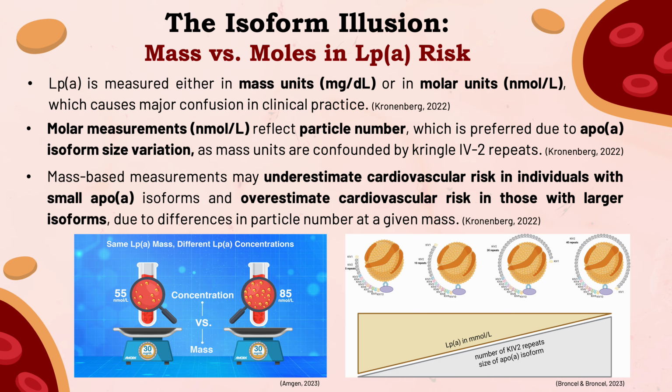For example, two patients may each have 30 milligrams per deciliter, but one may carry far more lipoprotein(a) particles, and thus more risk based on isoform size. As Kringle 4-2 repeats increase, particle count falls. For accurate cardiovascular risk assessment, molar units should be prioritized when available.